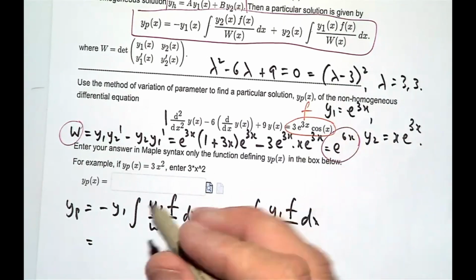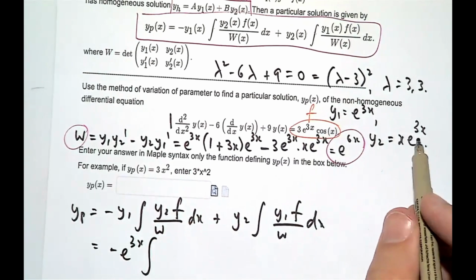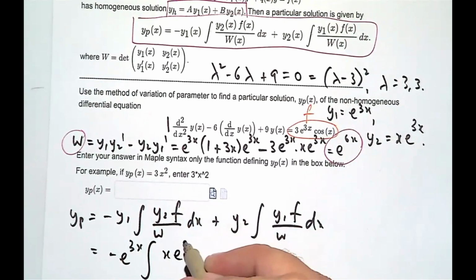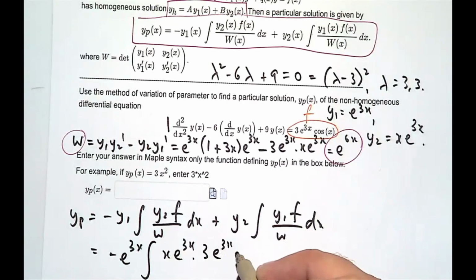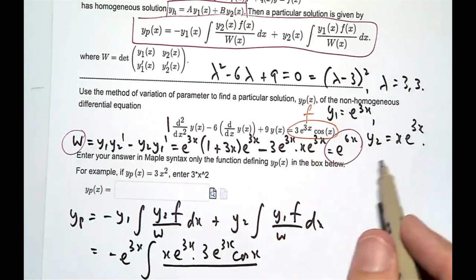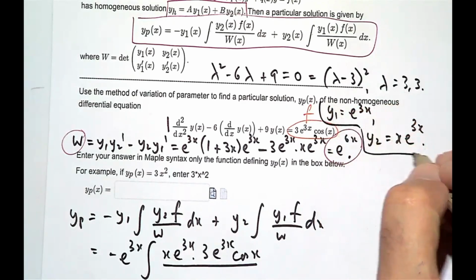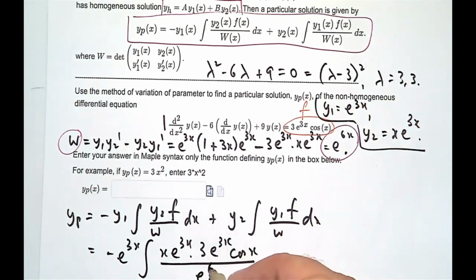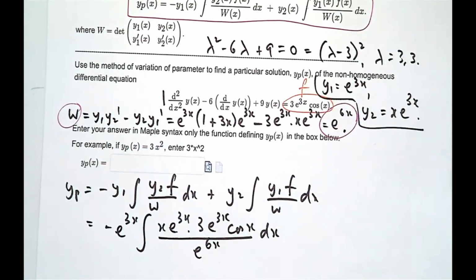So y1 is that, so it's going to be negative e to the 3x times this integral, x times that, all over the Wronskian, which is that. Okay, so it looks a bit messy, but the exponentials are going to cancel, which is good.